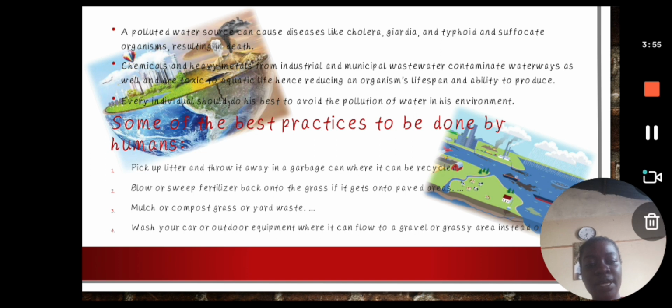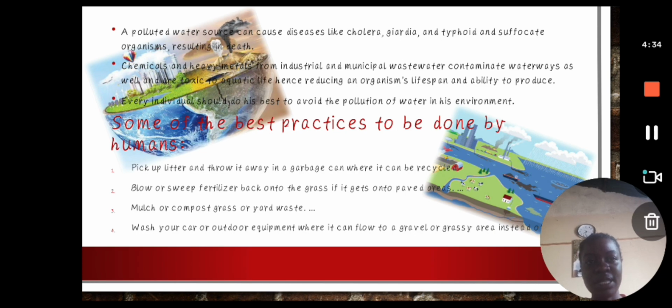Below are some of the ways you can use to reduce water pollution. Some of these practices to be done by human beings include: pick up litter and throw it in the garbage where it may be recycled. Blow or sweep fertilizer bags into the grass if they get onto a paved area. Mulch or compost grass or yard waste. Wash your car or outdoor equipment where the water can flow to a gravel or grassy area instead of the street.